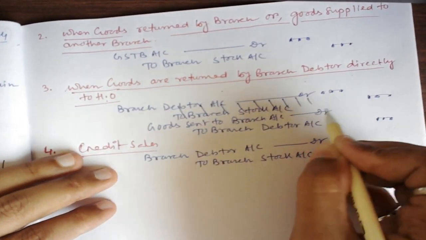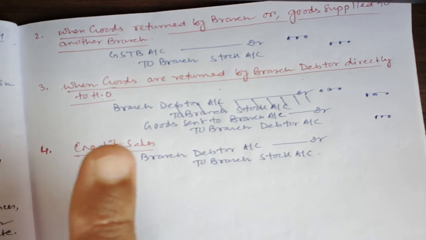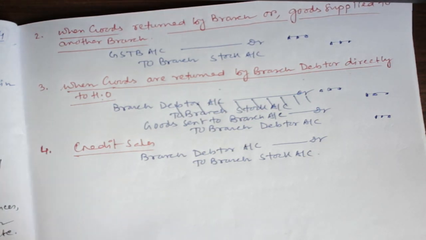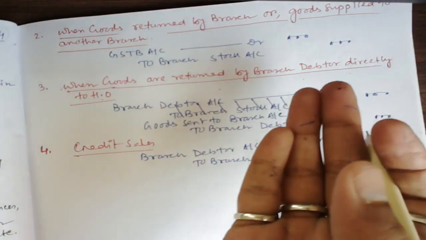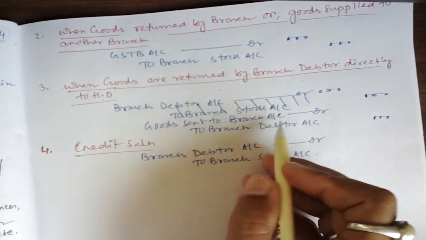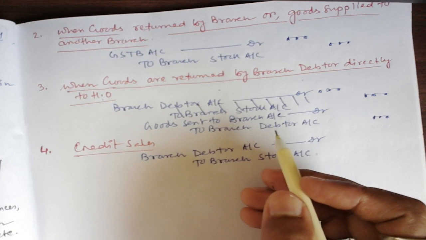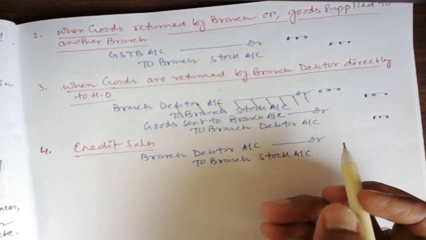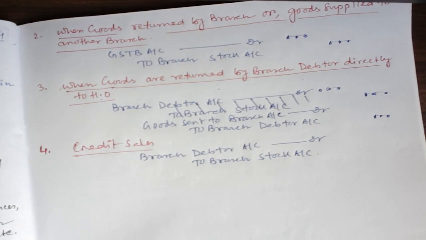I am repeating, when HO sends goods to the branch, then the entry will be branch stock to GSTB, and when the debtor returns the goods to the HO, then goods sent to the branch account debit to the branch debtor, because obviously the debtor is decreasing due to returning the goods, and goods sent to the branch will be debited. Okay, so goods sent to the branch and branch to branch debtor. Now credit sale, branch debtor account debit to branch stock.